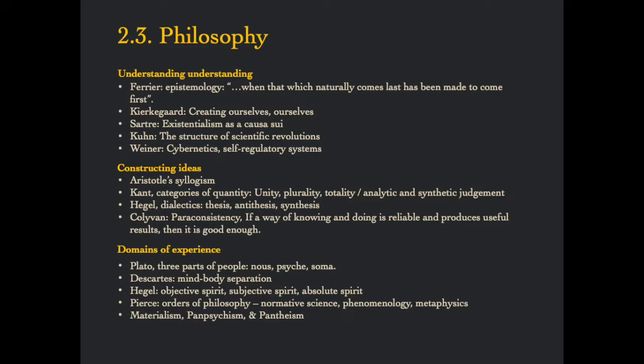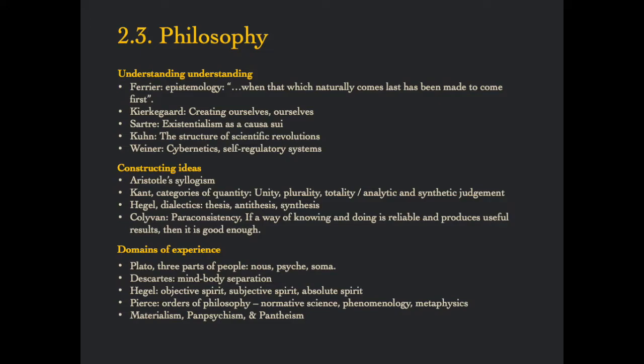And then we have constructing ideas. So we have Aristotle's syllogism, which is combining components together to make logical statements. And we have Kant's categories of quantity, which is unity, plurality, and totality, and then analytic and synthetic judgment. Unity, plurality, and totality are obviously associated with static, dynamic, and multidynamic, and analytic and synthetic have to do with the forward and backward directions of computation that I propose.